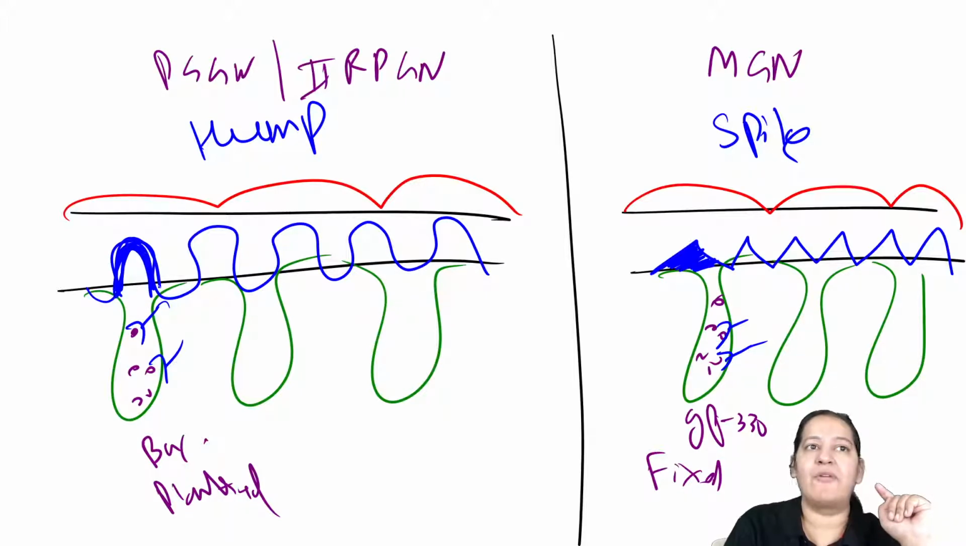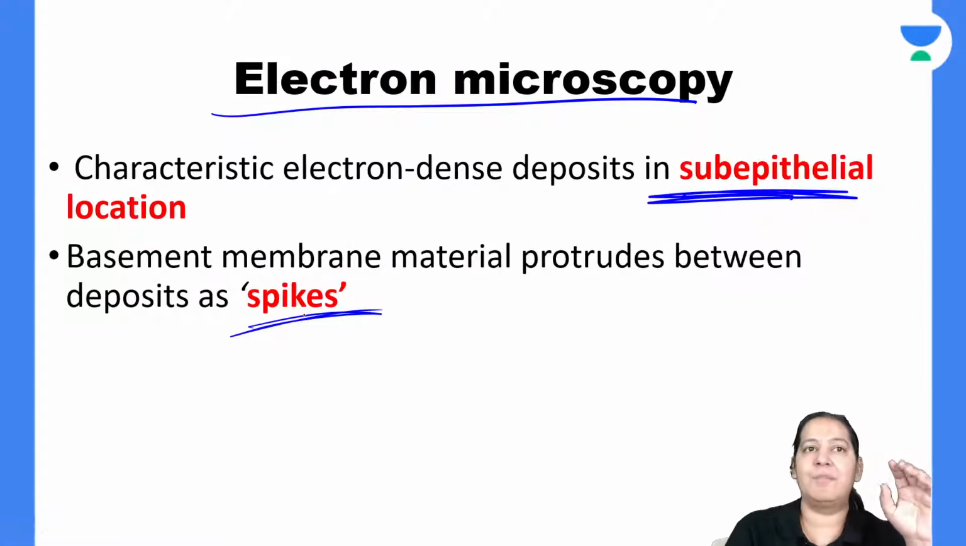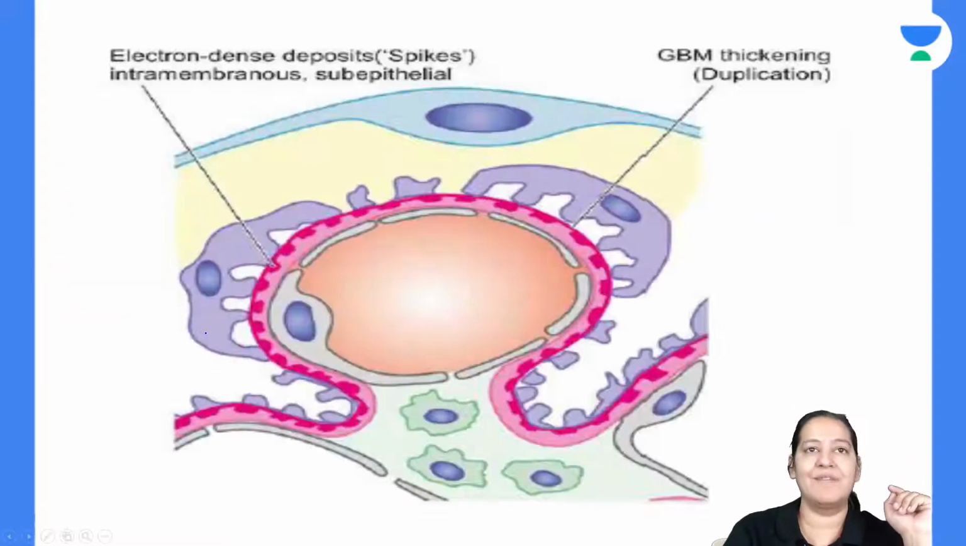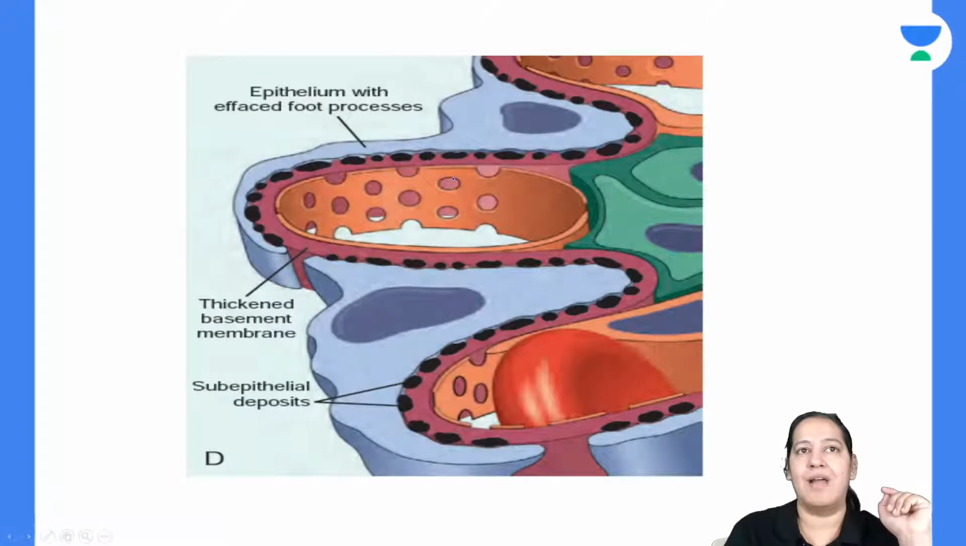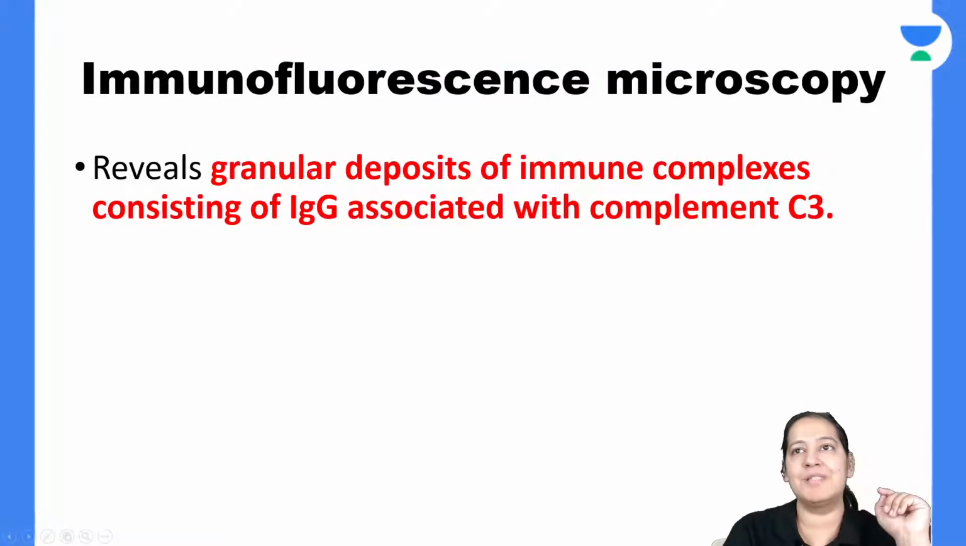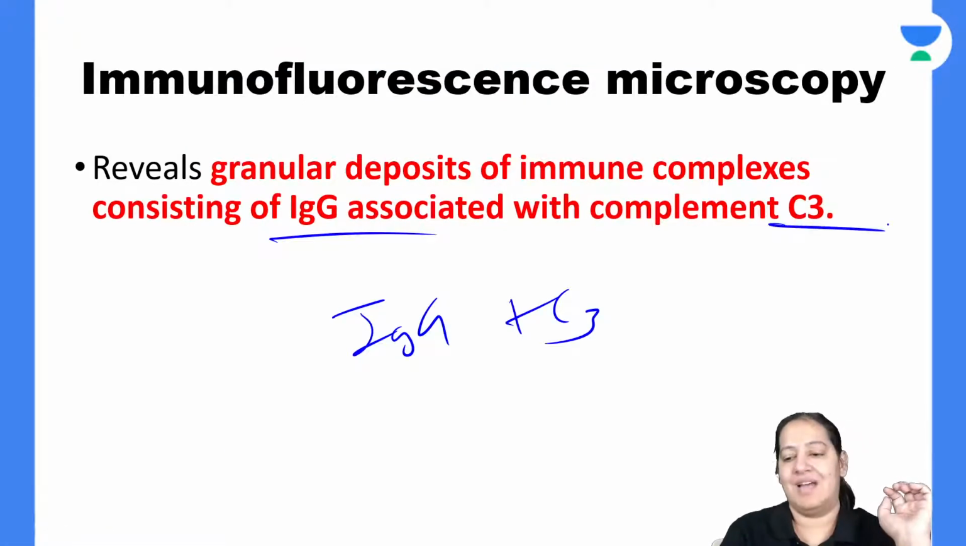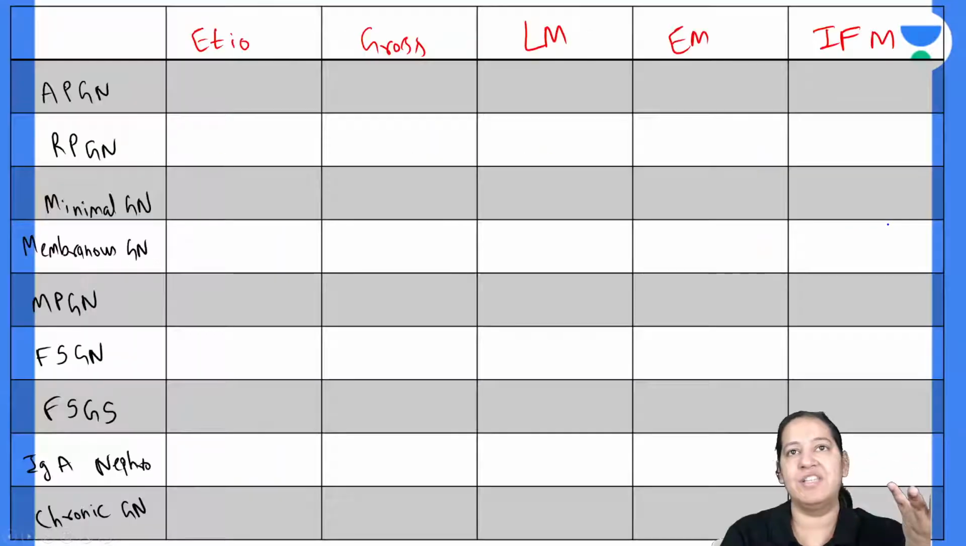Give me a thumbs up. I'm really trying hard to give you the concepts. Now please appreciate the spikes. Have you realized the difference? So these are the spikes. Appreciate the spikes, the dark pink color, the dark black color are the spikes. Immunofluorescence composition is same: IgG plus C3. That's it. It is granular IgG plus C3.